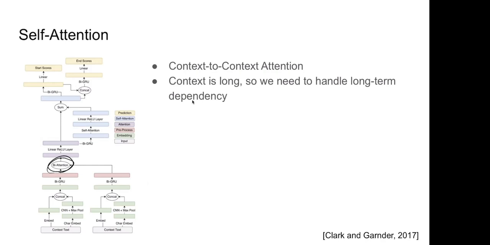That was exactly the point of self-attention: we want to apply attention in all directions, not just cross attention between context and question, but also between context and itself. This was especially helpful when we want to handle long-term dependency. How this works: you can think of the previous bidirectional attention up to here, and then you apply some self-attention mechanism on top of it. It's quite straightforward. Suppose after this, we have the context vectors, which are again H1 to HT.